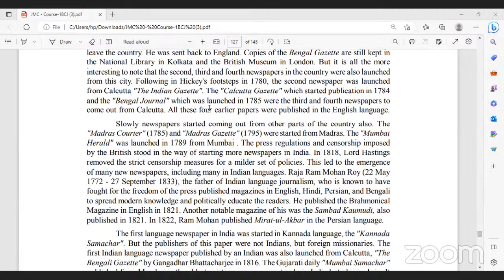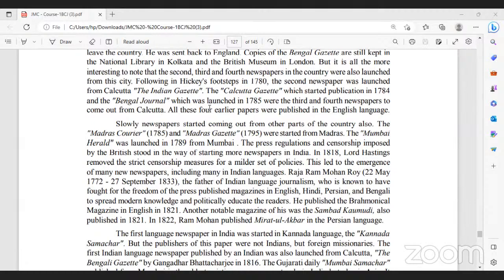Later on, the British understood and realized that, with the help of the press, there was some kind of anti-incumbent sentiment building. So they also started putting in press regulations. As part of that, we have the Vernacular Press Act, or the Gagging Act, that stopped the Indian languages. So when we are talking about English languages, these are the newspapers that existed.